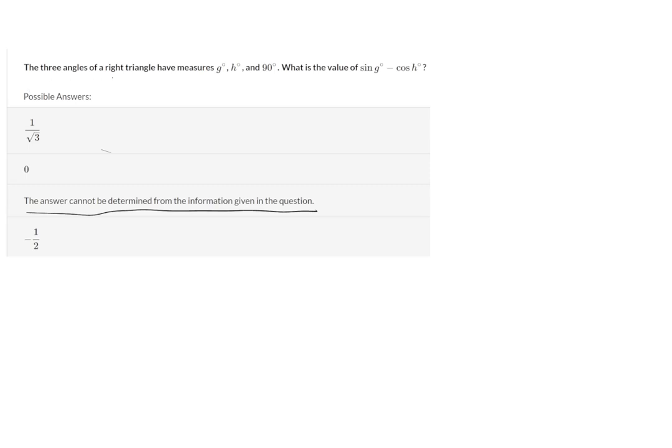The three angles of a right triangle have measures G, H, and 90. What is the value of sine of G minus cosine of H? And our possible answers are 1 over the square root of 3, 0, the answer cannot be determined, and -1/2.